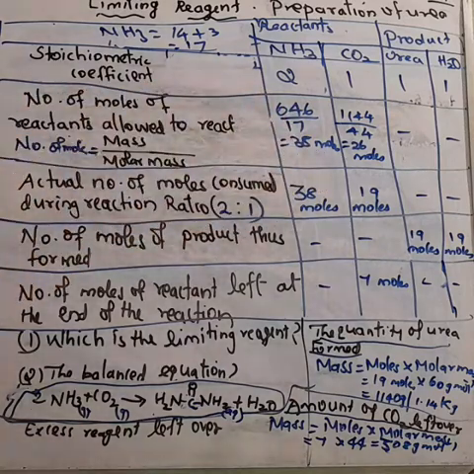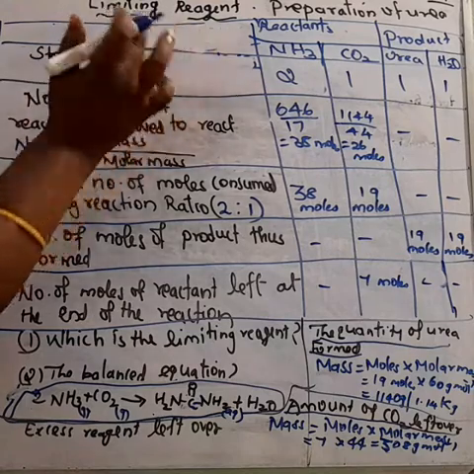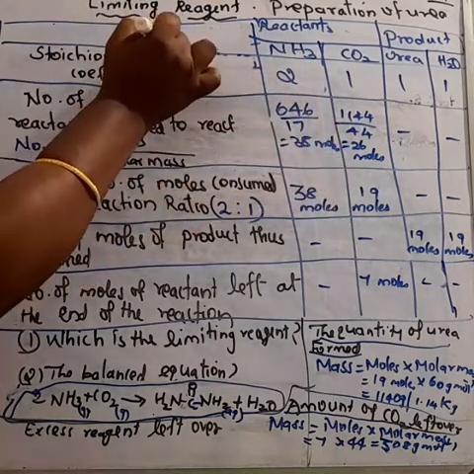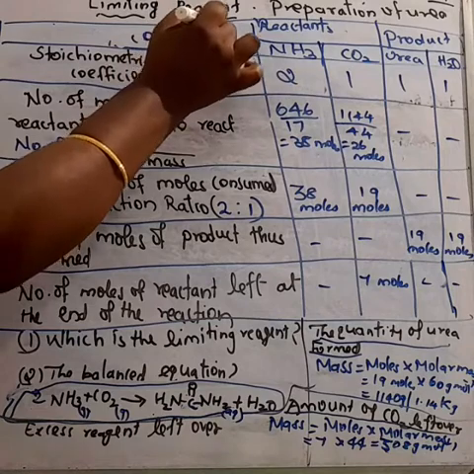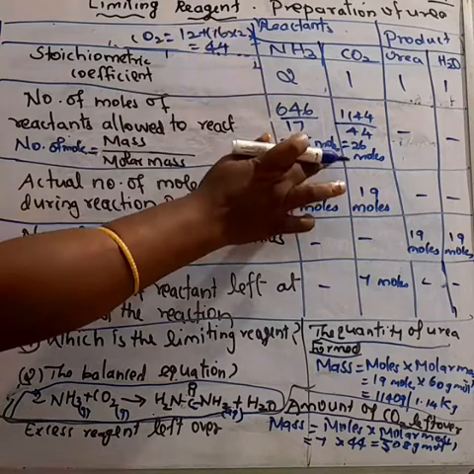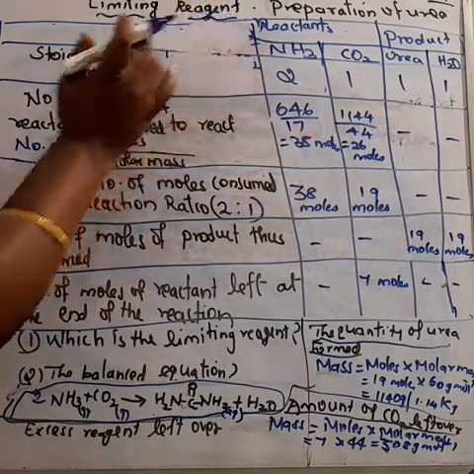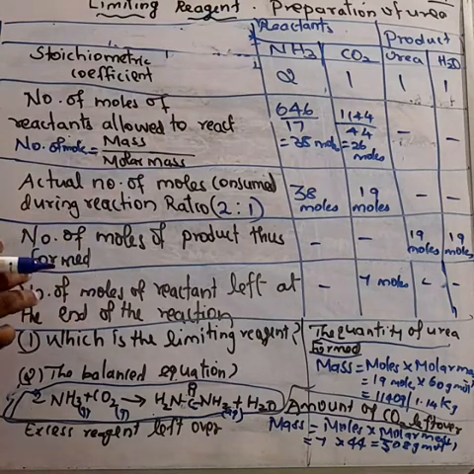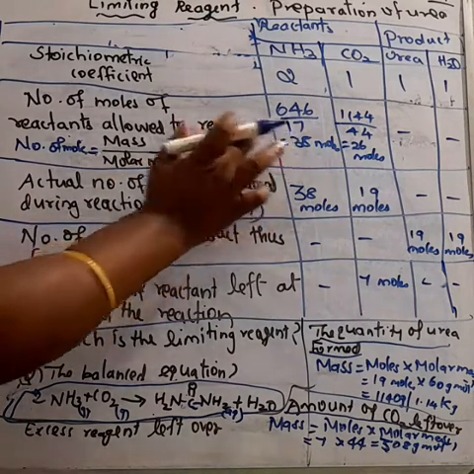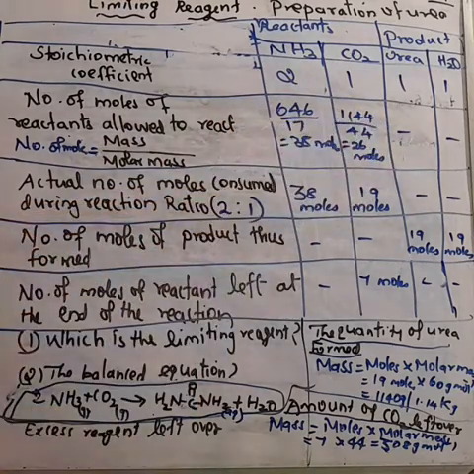Okay, so ammonia is 38 moles. And next, carbon dioxide: 1144 divided by the molar mass of carbon dioxide. Carbon 12 plus oxygen 16 into 2, totally we get 44 gram per mole. So the molar mass of carbon dioxide is 44. The number of moles is equal to mass by molar mass, so 1144 divided by 44 gives 26 moles.